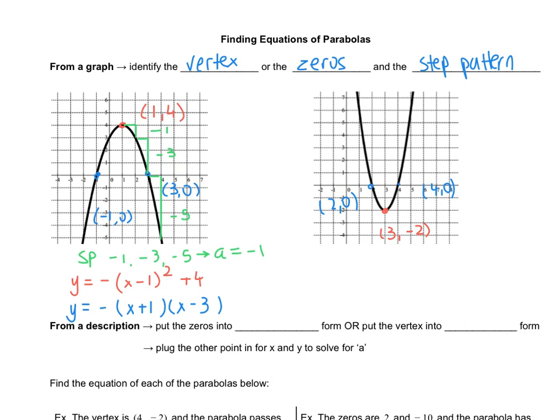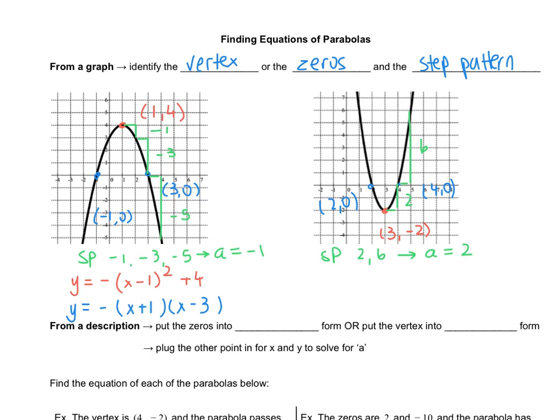All right, so the vertex is (3, -2). Your zeros are at 2 and 4. But now the step pattern to get our a value. From the vertex, I'm going to move to the right one, and I'm moving up 2. Then to the right one, and now I'm moving up 6. And then I can't see the rest of it. So the step pattern I have is 2, 6. So originally it should have been 1 and 3, but it clearly looks like our step pattern has been doubled to get 2 and 6.